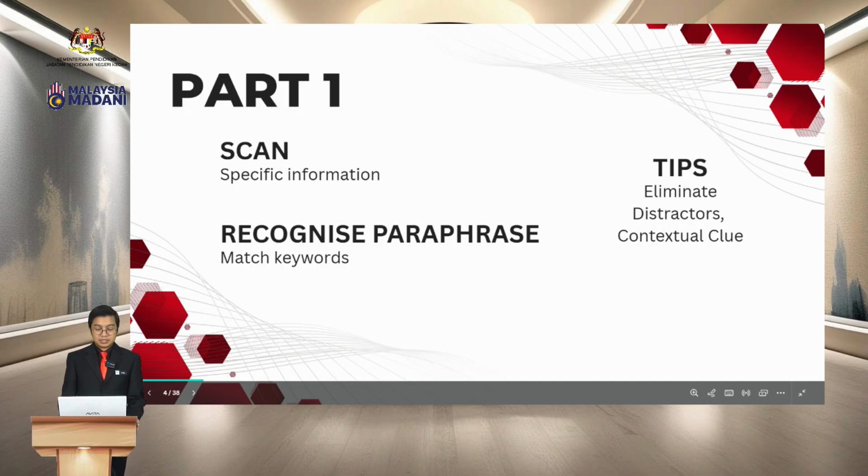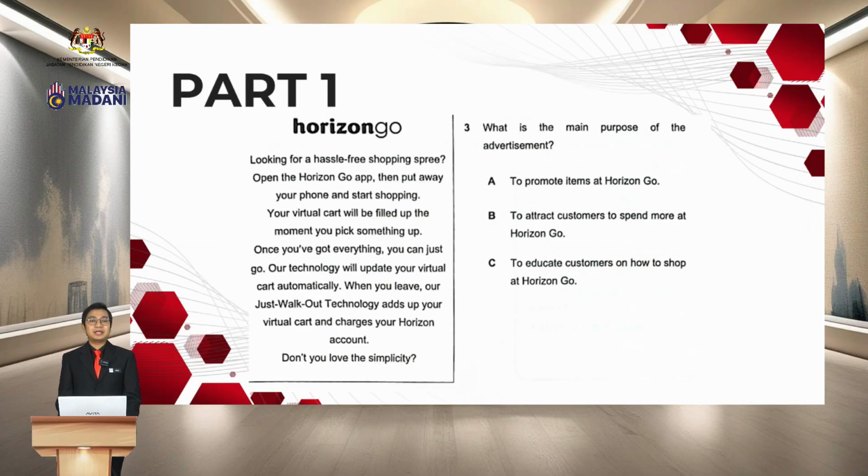The tip here is to read the whole question first and then scan the text for the keywords. Of course, we also need to eliminate the distractors. Now let's look at a sample question for part 1.